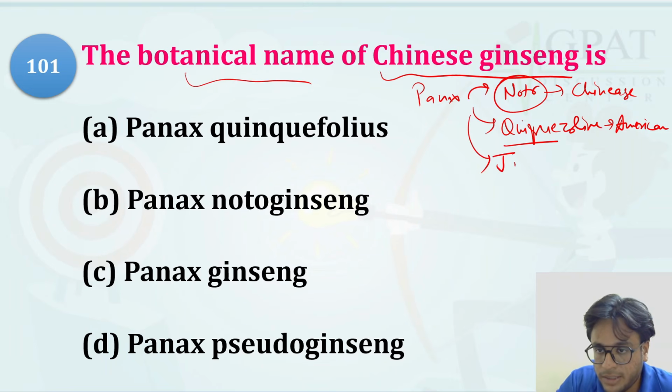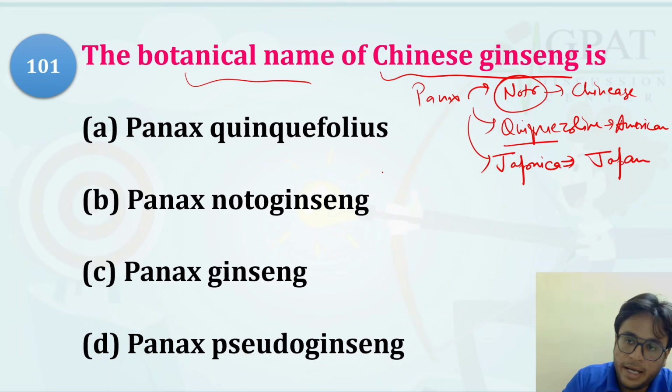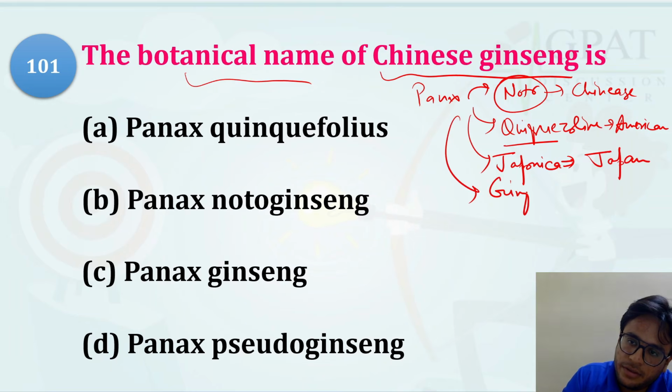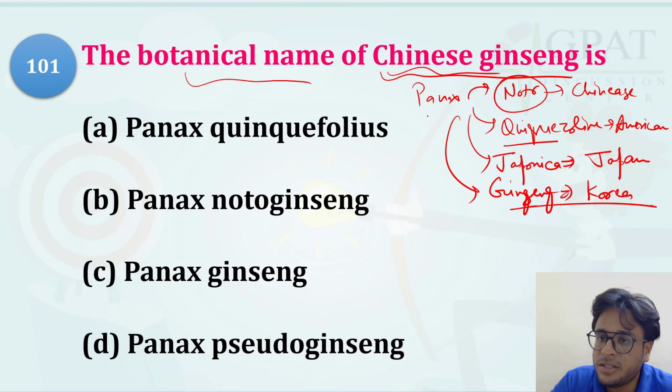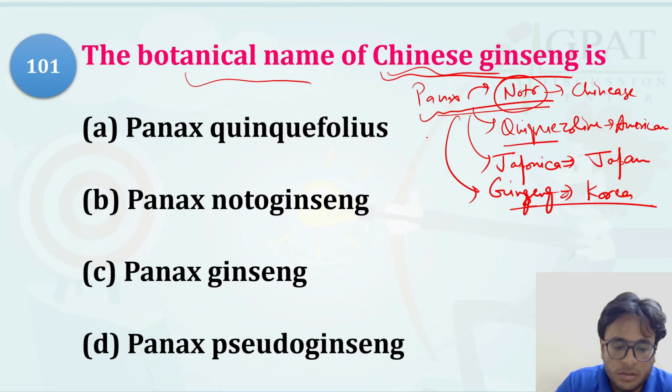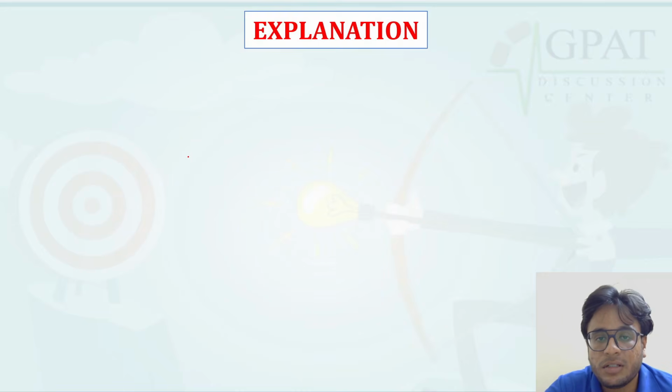Okay, if it is the Japonica variety, so it is mainly from Japan. Okay, and if it is the gentian variety itself, so it is mainly from Korea. So they are mainly asking about the Chinese gentian. Chinese gentian is Panax noto gentian. That is the Chinese gentian. So Panax noto gentian. Option B is going to be the correct answer.